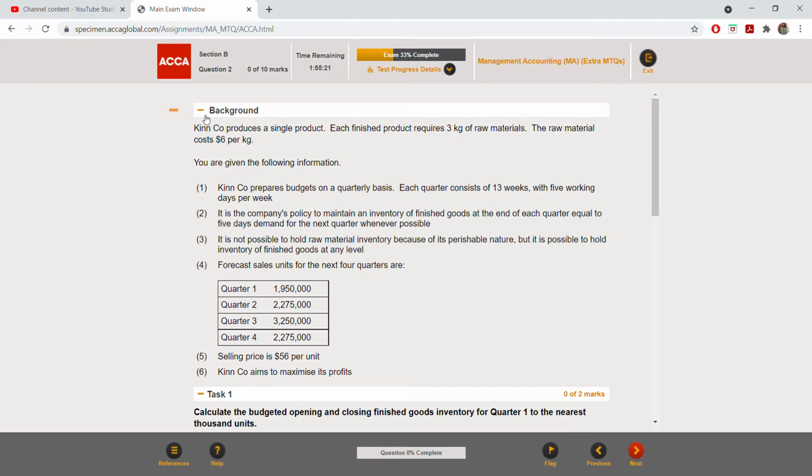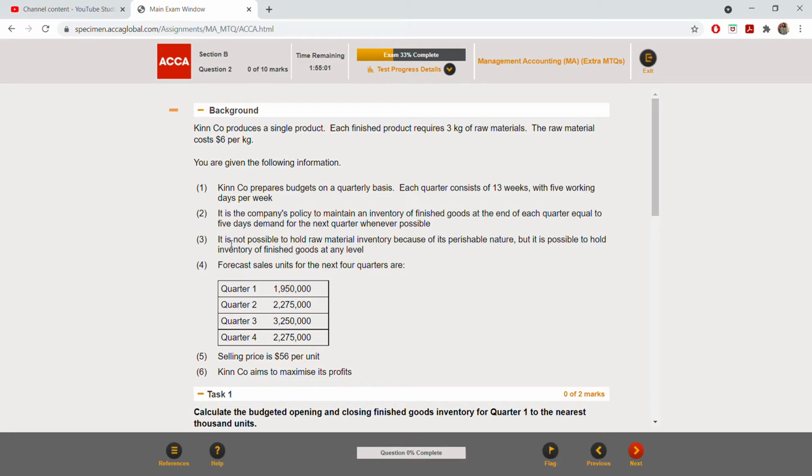So Kin produces a single product. Each finished product requires 3 kg of raw materials. The raw material cost $6 per kg. You have been given the following information. Kin prepares budgets on a quarterly basis. Each quarter consists of 13 weeks with 5 working days per week. It is the company's policy to maintain an inventory of finished goods at the end of each quarter equal to the 5 days demand for the next quarter whenever possible.